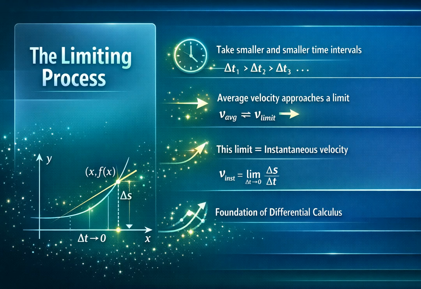The limiting process is fundamental to calculus. We take smaller and smaller intervals around the point of interest. The average rate of change approaches a definite value, the limit. This limit gives us the instantaneous rate of change, or derivative. This idea revolutionized mathematics and physics.